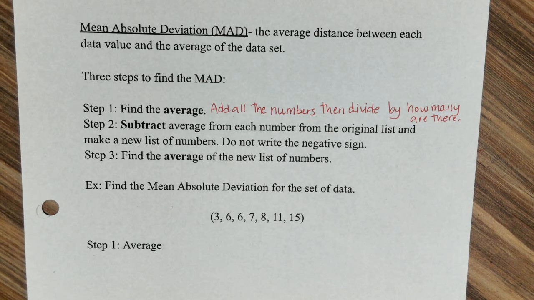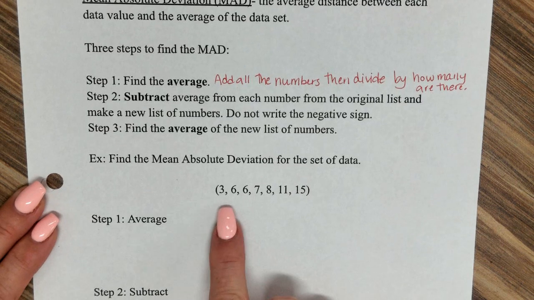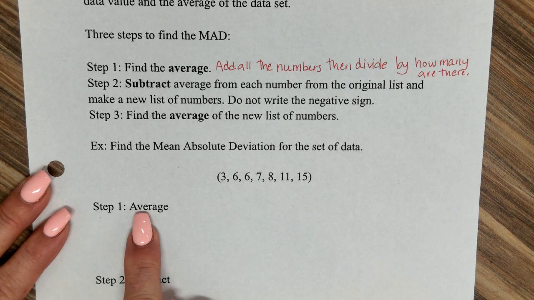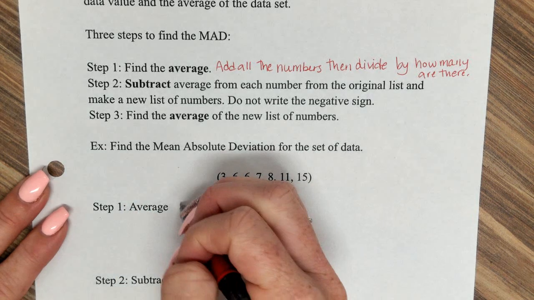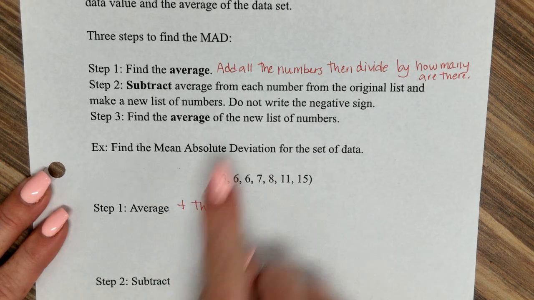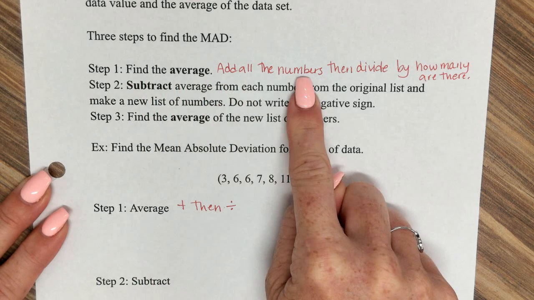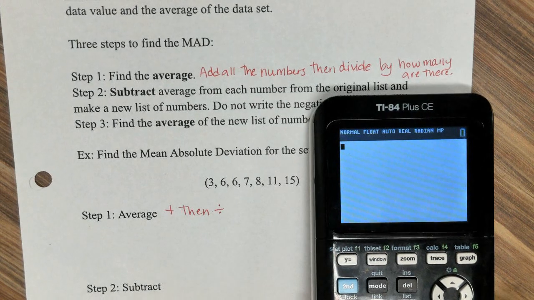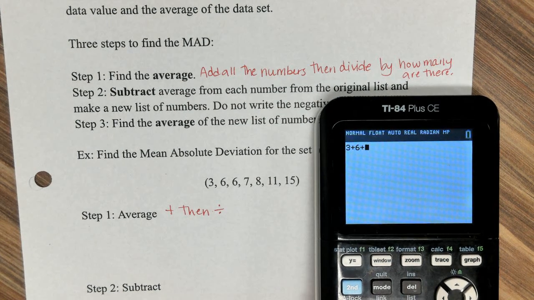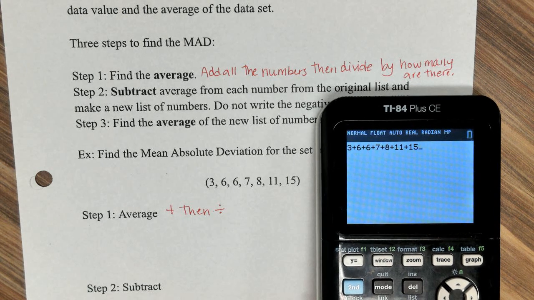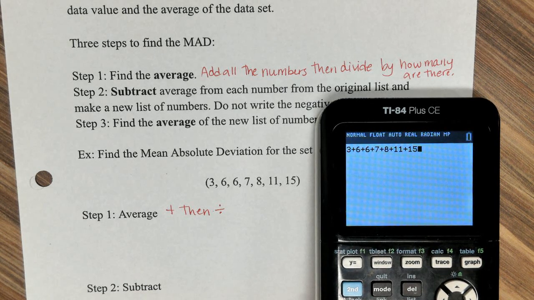All right, so we're going to do these 3 steps to this list of numbers. Are y'all ready? If you're not paying attention, you're going to be lost. What was step 1? Find the average. What is average? You're going to add them, then subtract them. No. You're going to add. It's literally right here. Find the average. Add the numbers, then divide by how many there are. Okay? So take your calculator and add 3 plus 6 plus 6 plus 7 plus 8 plus 11 plus 15. Before you hit enter, make sure you typed it in correctly.